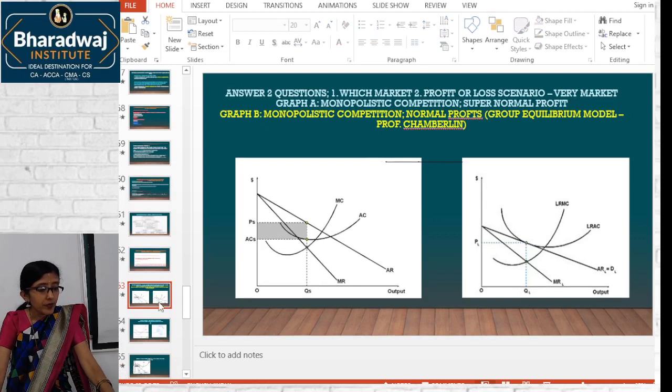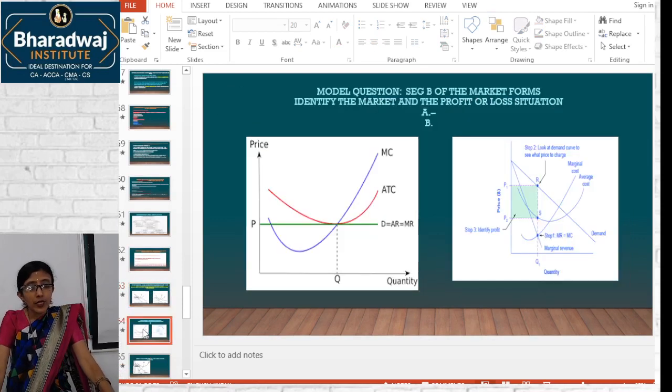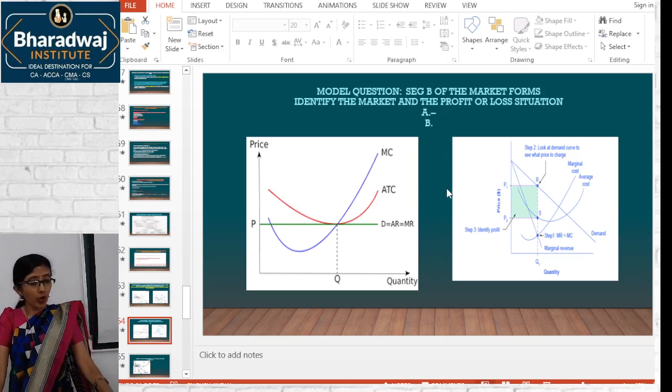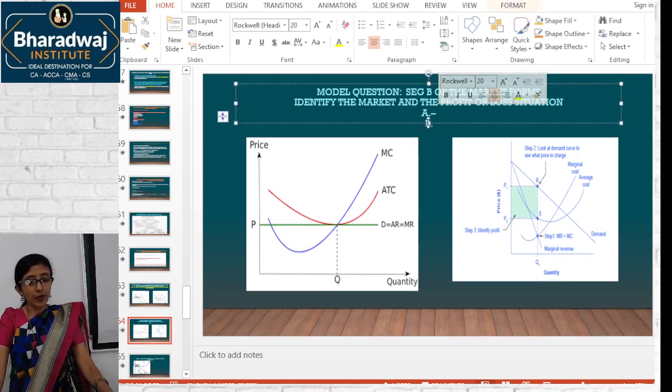Okay. Next one. Again, a similar question. The exercise 2 in the market structure equilibrium part. Identify the market and profit or loss situation. Graph A, graph B, both are given.